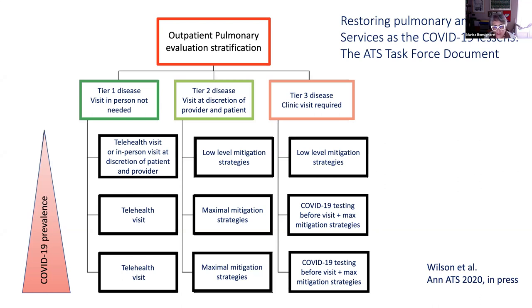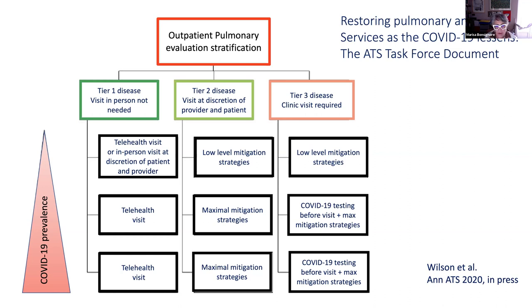So this is the first division, but then we should also consider COVID-19 prevalence, because if COVID-19 prevalence is low, then it is possible to see patients in the lab with low level mitigation strategies. However, as COVID-19 prevalence becomes intermediate or high, then the maximal mitigation strategies and also COVID-19 testing should be applied in patients needing a visit. For patients who do not need a visit in person, we can go on with telehealth at all levels of COVID-19 prevalence.